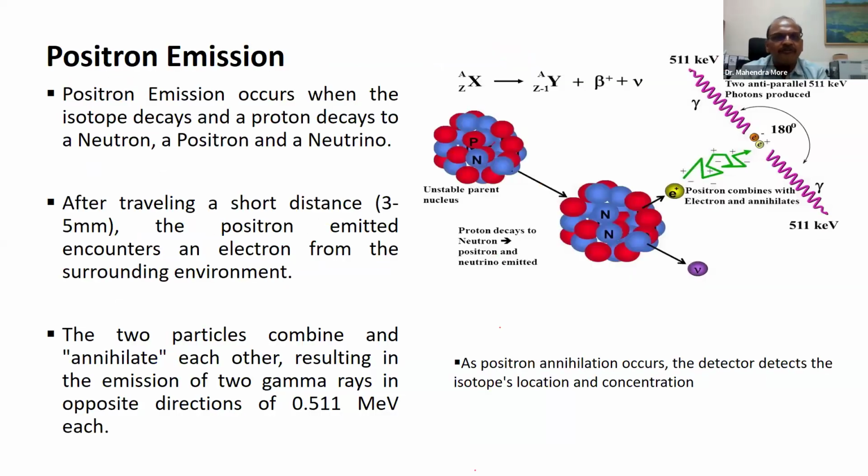So this is the principle of positron emission. Positron emission occurs when the isotope decays and a proton decays to a neutron. A positron and neutron are emitted. After traveling a short distance, around 3 to 5 mm or mostly 2, the emitted positron encounters an electron and gets annihilated, and it gives out two photons at 180 degrees to each other, and that photon energy is 511 keV.